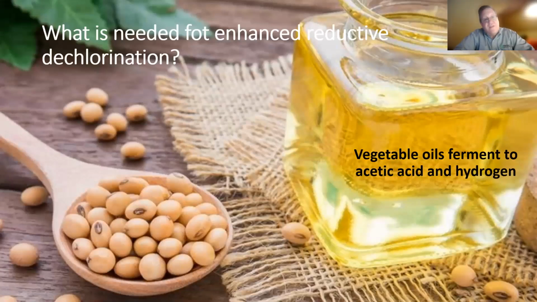For enhanced reductive dechlorination, what we need is an organic substrate that's going to ferment to acetate and hydrogen. We like to use vegetable oil-based products simply because you get a much greater amount of hydrogen per pound of substrate. Soybean or vegetable oils will ferment to acetate and hydrogen and give you strong reducing conditions, but you also need the right organohalide-respiring bacteria present, nutrients, as well as vitamin B12.